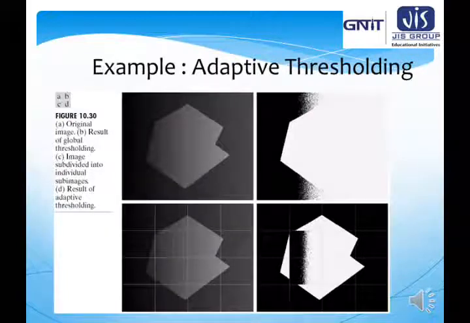So this is an example of adaptive thresholding. Here we have four images. The first one is the original image. The second one is the result of global thresholding; if we use global thresholding, we will have the second image. The third image is the image subdivided into individual sub-images, and the last one is the result of adaptive thresholding. So we can see that using adaptive thresholding we can find the required output. This is an example of adaptive thresholding, which is very important.